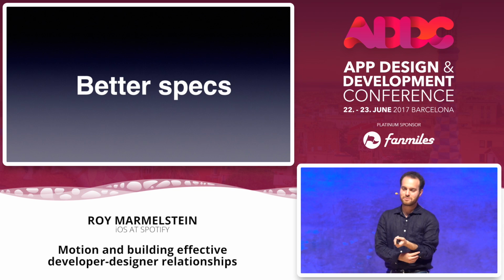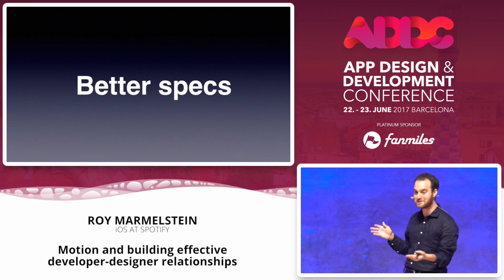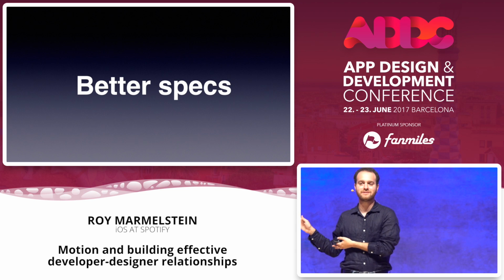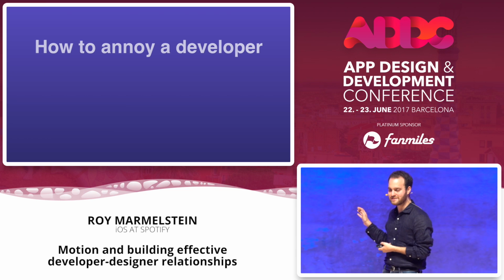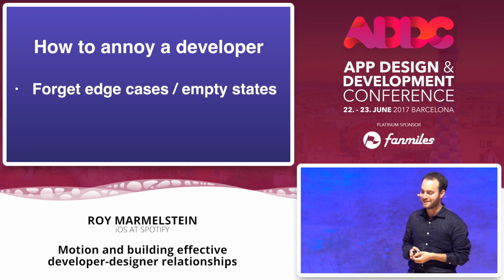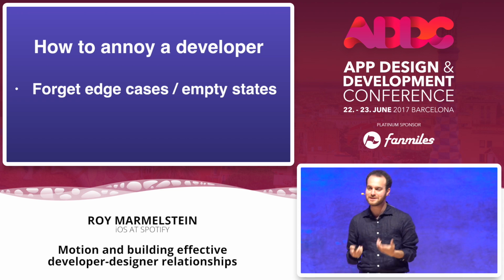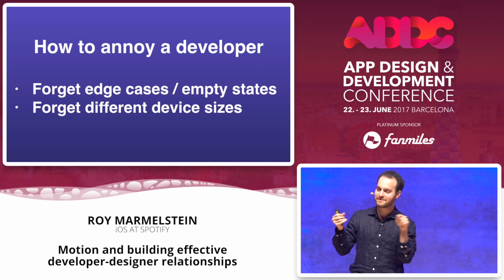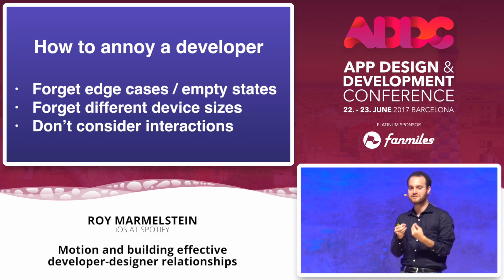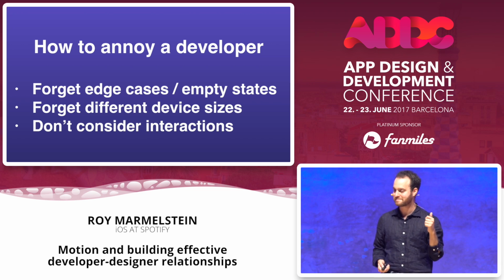Also, I think prototypes are really useful because of this world that we live in, of richer, gesture-driven apps. And the specs that we're used to don't really cut it for this world. So this is another takeaway: ways to annoy a developer with bad specs. A lot of specs often forget edge cases and empty states, and that really upsets developers. They forget size changes and different device sizes, and generally don't consider interactions. I think all of these are solved with good prototyping tools.